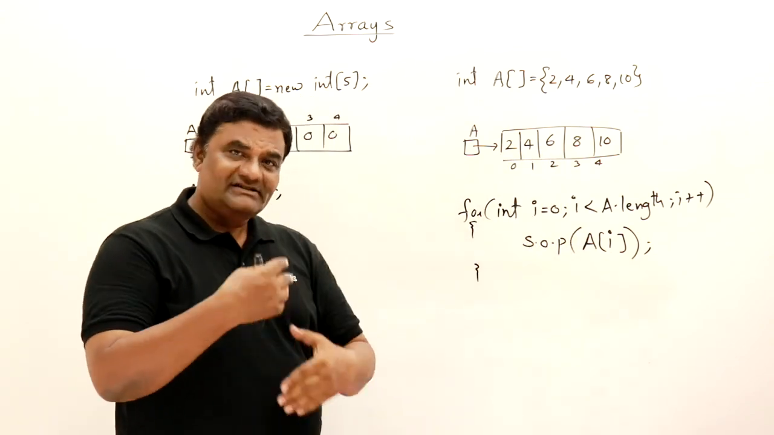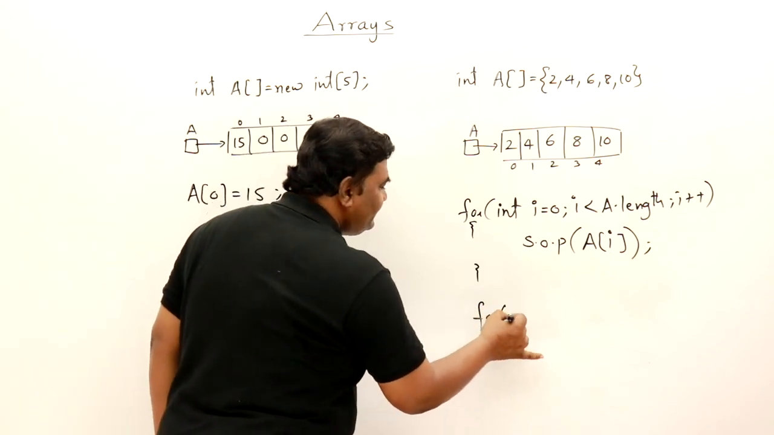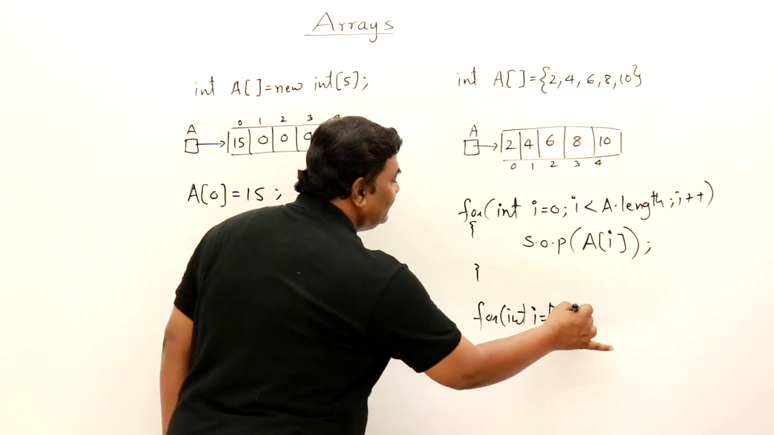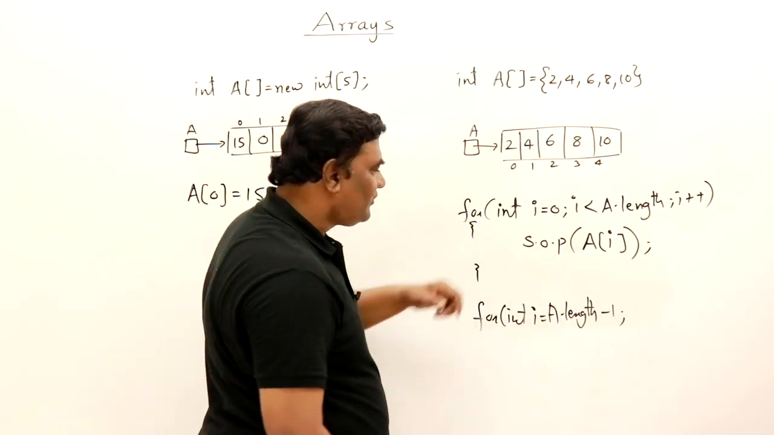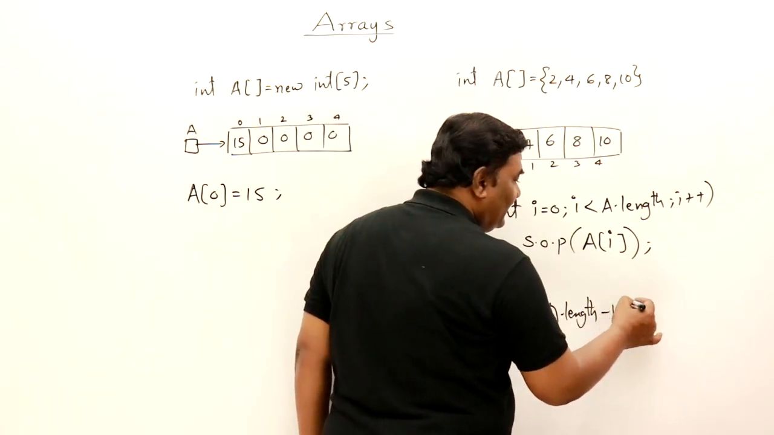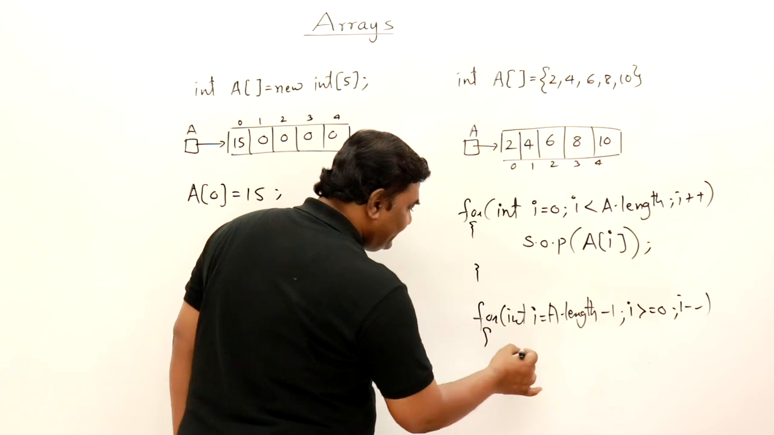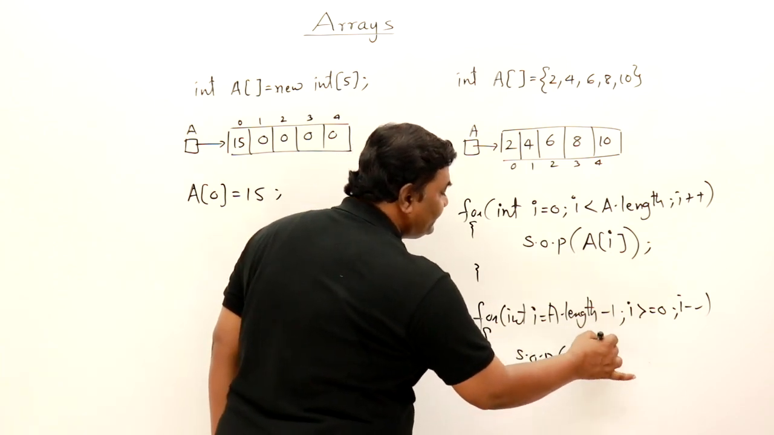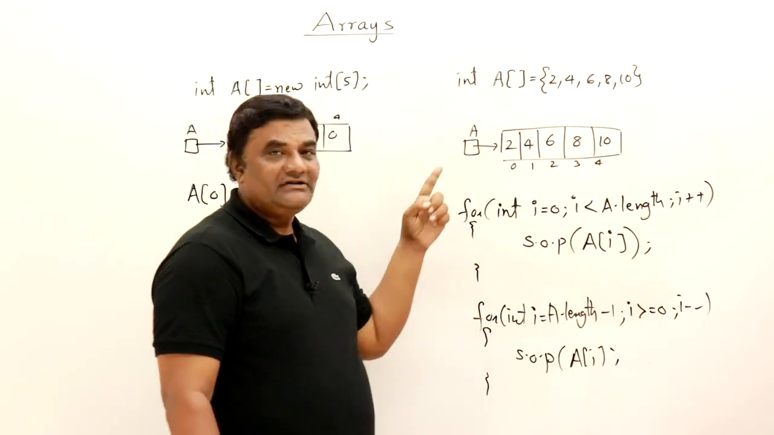Suppose I want to print in reverse, then I have to start it from: for integer i assign a dot length minus 1. As the length is 5, I should start from 4 onwards. So a dot length minus 1, i is greater than or equal to 0, i minus minus. Then inside this, if I say system.out.println a of i, this will print all the elements in reverse, from the last element to the first element.